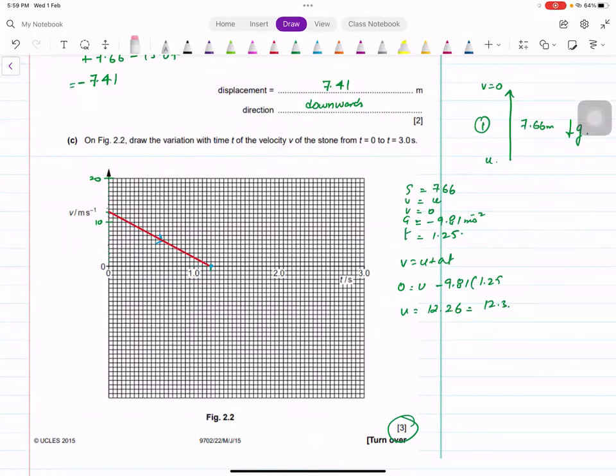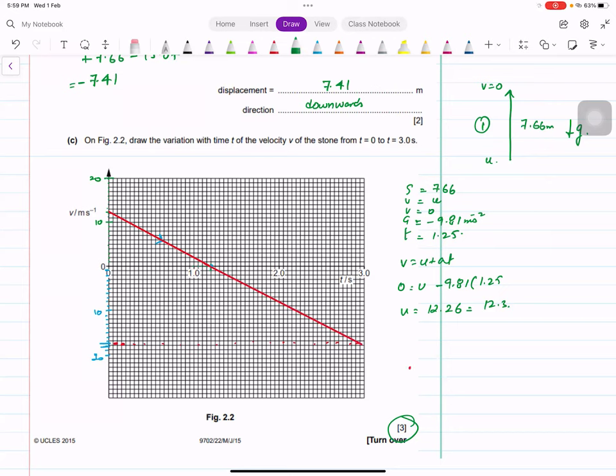1, 2, 3, 4, 5, 6, 7, 8, 9, 10, 20. 17.2 will be somewhere here. So I'm going to go till 3 to this point. Basically, I'm going to continue this line till 3 anyway. And because it is falling with the same acceleration, the line will just continue straight.